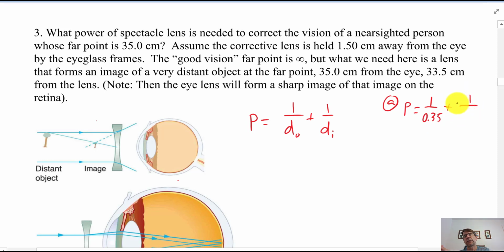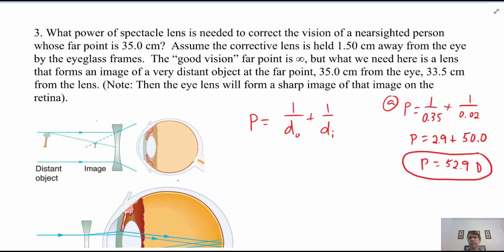So this is without correction right now. This is what this person's power would be without the corrective lens. This is always going to be 0.02 without corrective lenses. With corrective lenses, we're going to be changing some numbers there. But bottom line, 1 over 0.35 is 2.9, and then 2.9 plus 50 is 52.9 diopters. That's the power of their lens in this case.